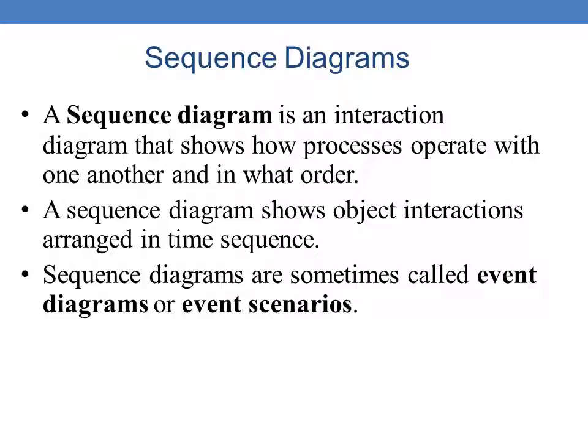The sequence diagram is an interaction diagram. It shows how processes operate with one another and in what order. The sequence diagram shows object interaction arranged in time sequence. Sequence diagrams are sometimes called event diagrams or event scenarios. The sequence diagram shows the interaction between two actors, between two processes, and in what order, one by one. So step by step, the time sequence is maintained here.